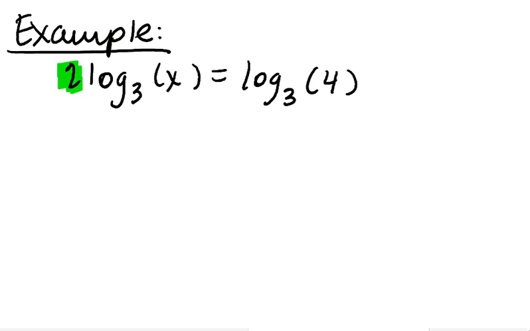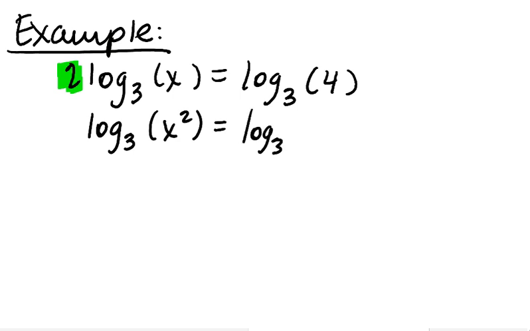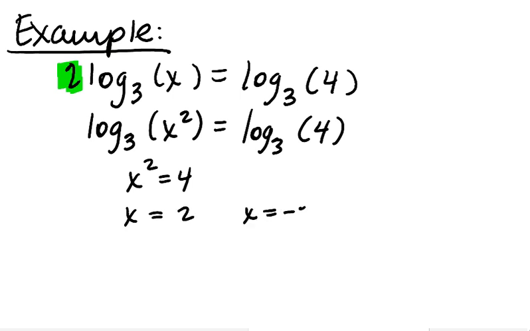I'm going to use one of my log properties. I'm going to kick that up as an exponent. And I'm going to say that the log with base 3 and argument x squared is equal to the log with base 3 and argument 4. And if these two things are equal to each other, I don't think it's too much for me to say that x squared is going to need to equal 4. So when I take the square root of both sides, I need to remember the plus or minus. So this is x equals 2, or maybe x equals negative 2.